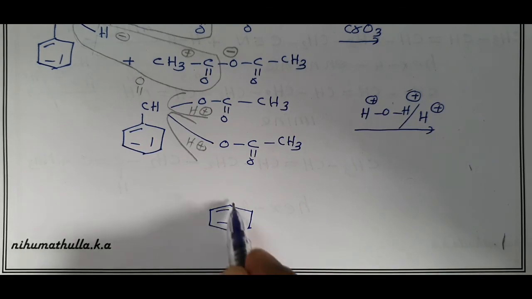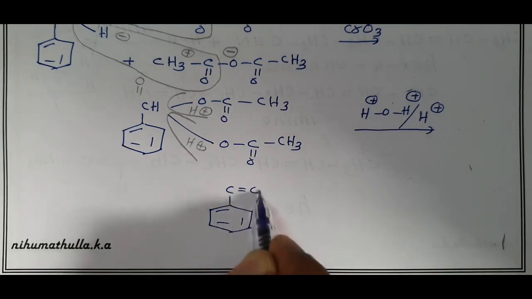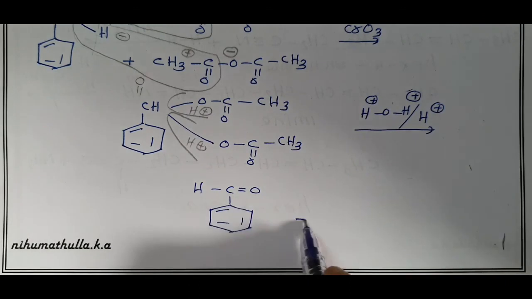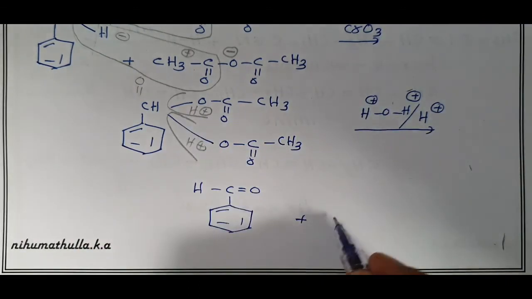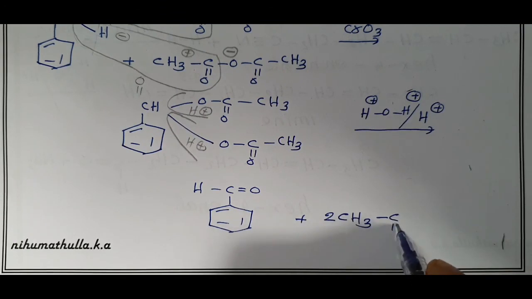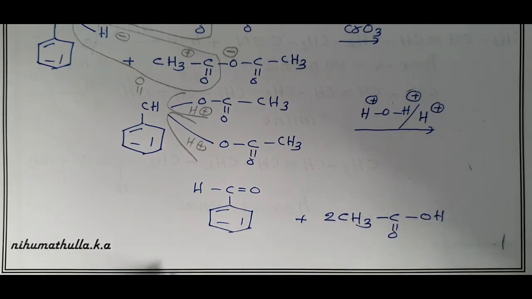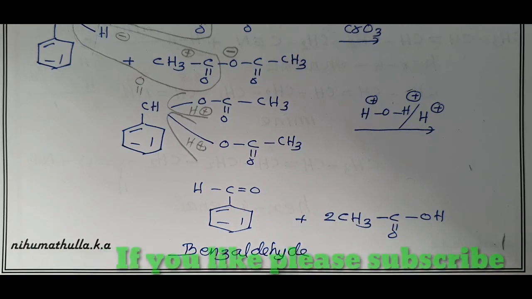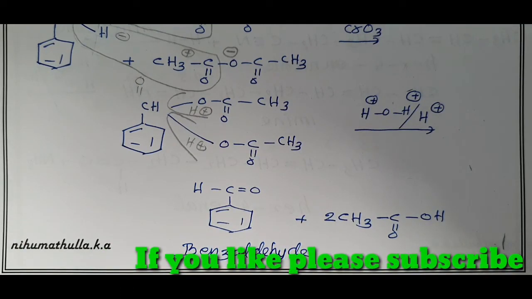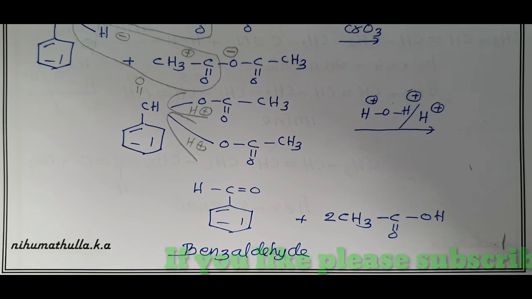So the product is C6H5, here 1 C double bond OH, benzaldehyde, plus 1 molecule of acetic acid, another molecule of acetic acid, 2 molecules of CH3 C double bond OH. This is your benzaldehyde, phenylmethanal. So this is the Etard reaction. We used 2 oxidizing agents in this reaction. With both oxidizing agents, our product is benzaldehyde.